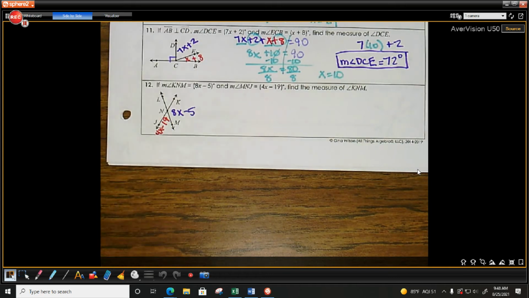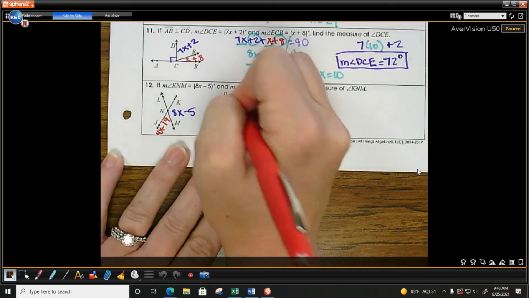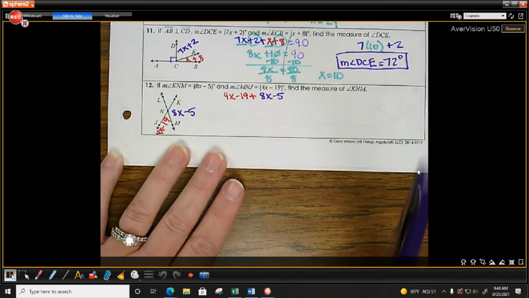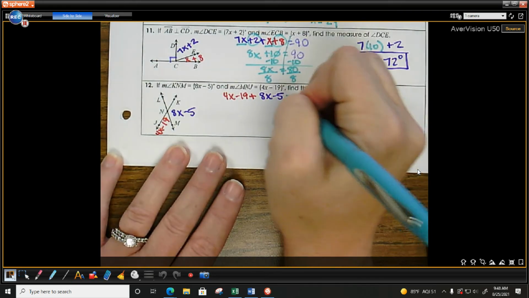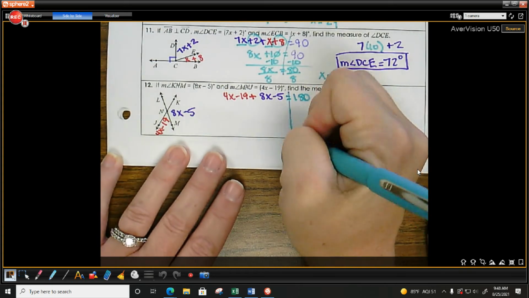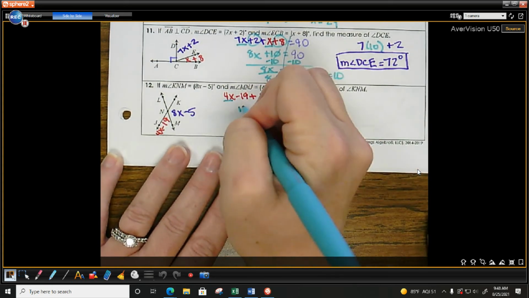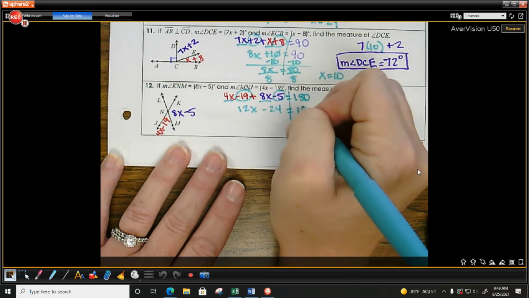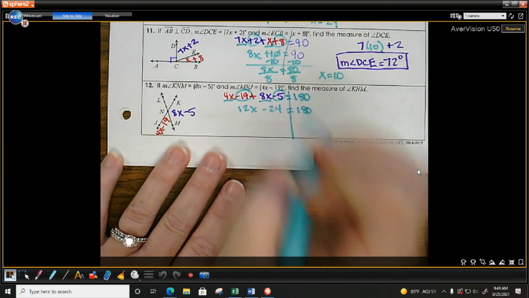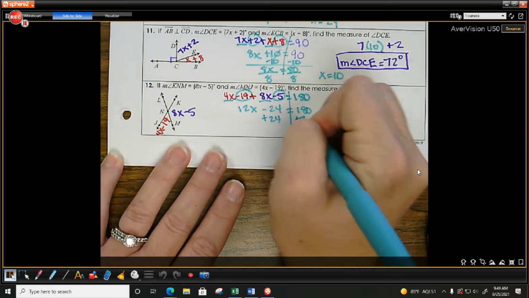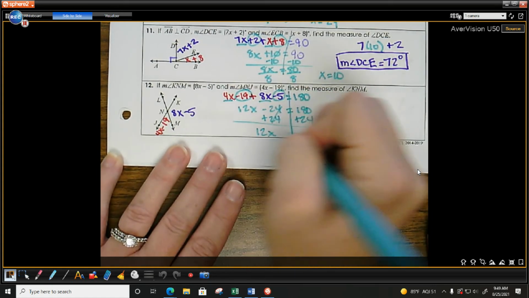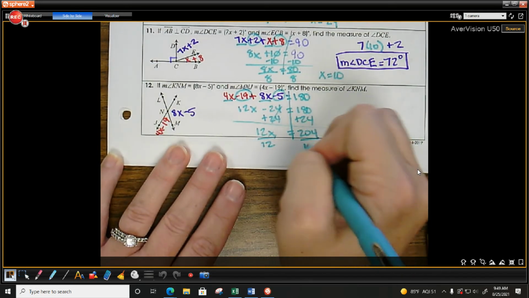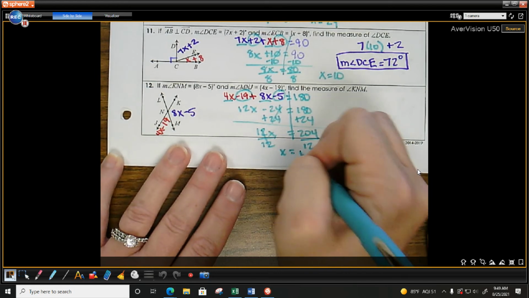Okay, so 4x minus 19 plus 8x minus 5 equals 180. Combine your like terms. 4x plus 8x is 12x. Negative 19 minus 5 is negative 24 equals 180. Then I'm going to add my 24. And I get 12x equals 204. And then divide by 12. And we get x equals 17. We all get it as 17?